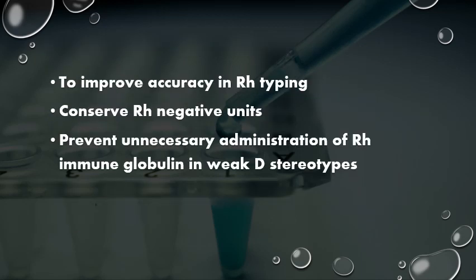The goals for weak D testing are to improve accuracy in Rh typing, conserve Rh negative units which will be given to those who need them, and prevent unnecessary administration of Rh immunoglobulin in weak D serotypes.